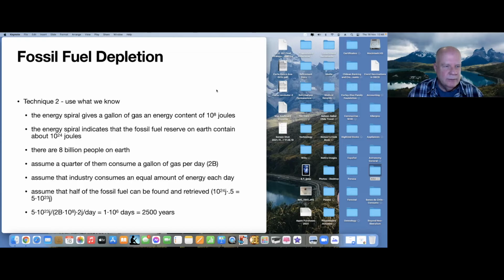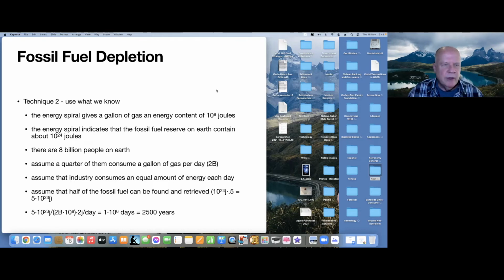Other things that we know: there are 8 billion people on Earth. I'm going to guess that maybe a quarter of them are gasoline consumers on a daily basis, and that they consume at least a gallon of gas to get back and forth to work every day. That's somewhere between 30 and 50 miles. So there's 2 billion of them consuming a gallon of gas every day. On top of that, I'm going to assume, as a guess, that industry also consumes the same amount of energy each day that those 2 billion people have consumed.